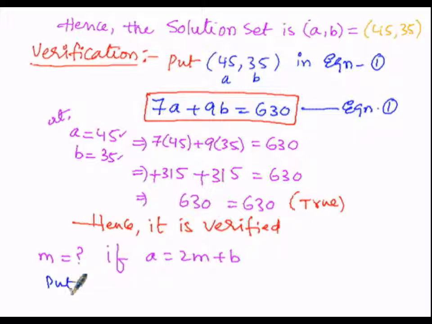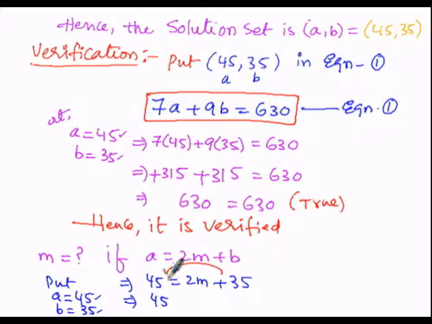So put A equals 45 and B equals 35 in the given equation. Then that implies A is 45, which equals 2 into m, 2m plus B, which is 35. That implies, so here 45 is on the left hand side, when I transpose plus 35, that is the constant, over to the left hand side, having one more constant, that is 45. So plus 35, when it is transposed over to the left hand side, becomes minus 35, which equals just 2m left over.